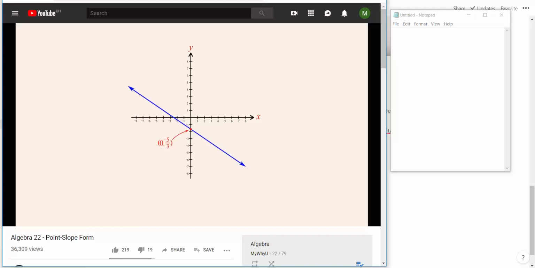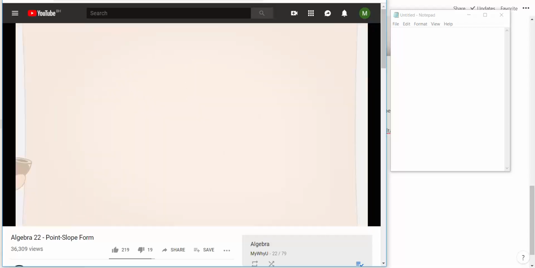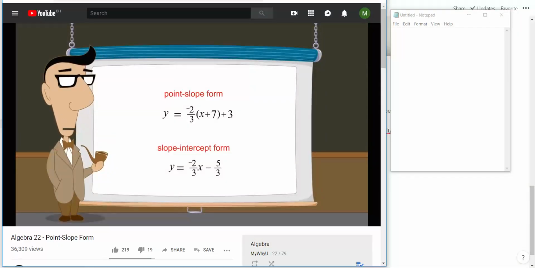Since we know the y-intercept, if we like, we can now write the equation for this line in slope-intercept form. We already know that the slope is negative 2/3, so we assign this value to the constant m. And since the y-intercept is 0, negative 5/3, we set the value of b to negative 5/3. So the equation for this line, written in slope-intercept form, is y equals negative 2/3 x minus 5/3. Both of these forms are equivalent ways to write the equation for the same line.